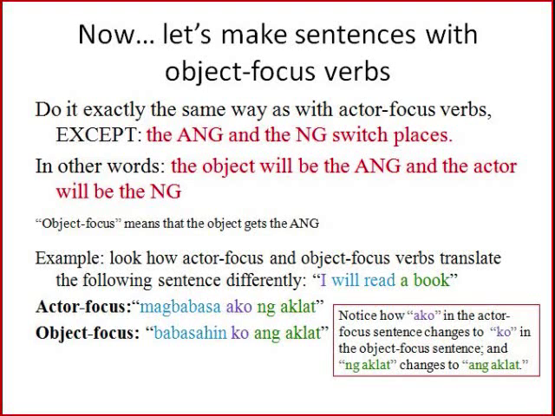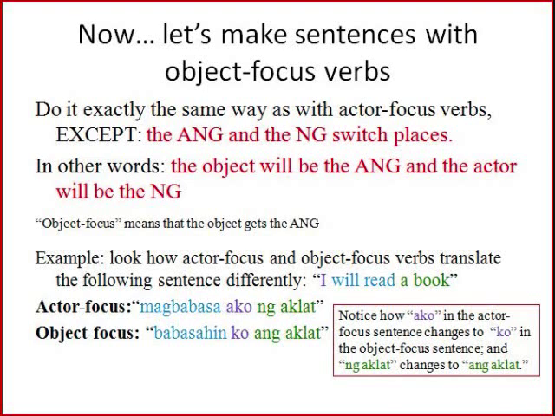When making sentences with object focus verbs, do it exactly the same as with actor focus verbs, except that the ong and nung switch places. Last time, we learned that with actor focus verbs, the actor is always an ong and the object is always a nung. Well, with object focus verbs, the object will always be an ong and the actor will always be a nung. If that is a little confusing, erase it from your mind and just remember that object focus means that the object is always an ong.